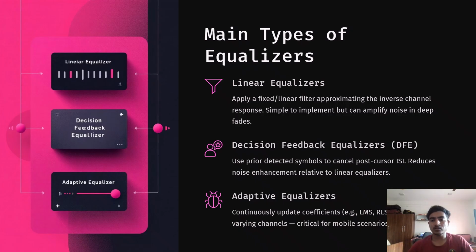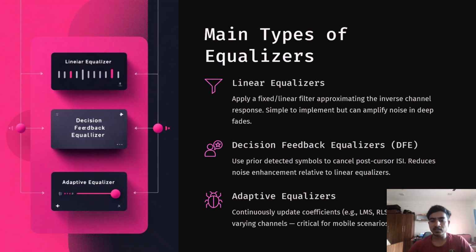Okay, we will now go into the main body. These are the types of equalizers. First one is the linear equalizer. It applies a fixed or linear filtering approximating the inverse channel response. Simple to implement but can amplify noise in deep fades.